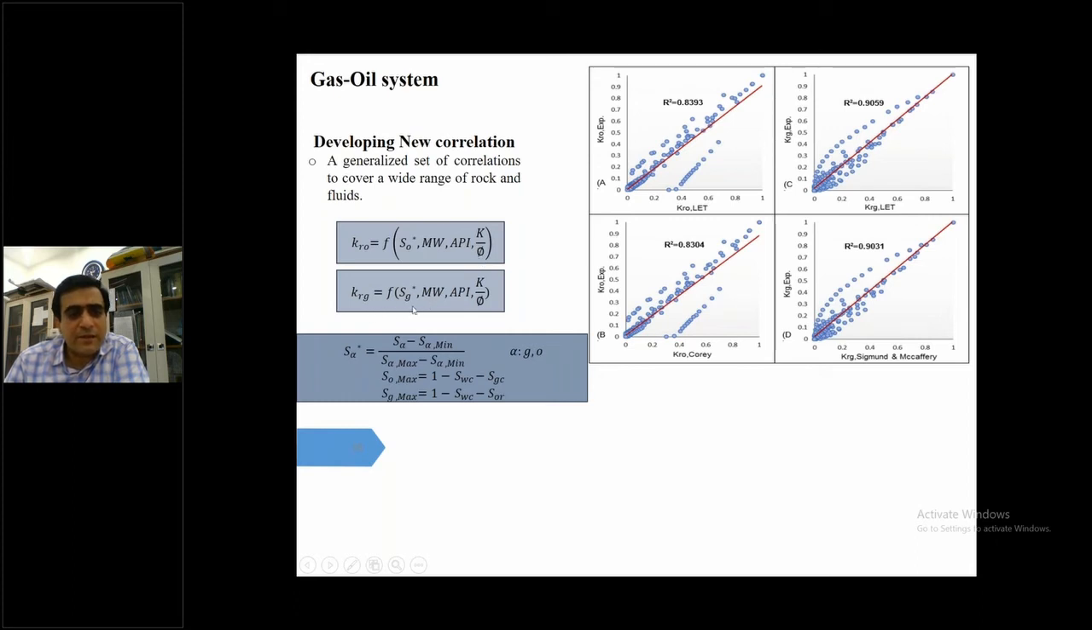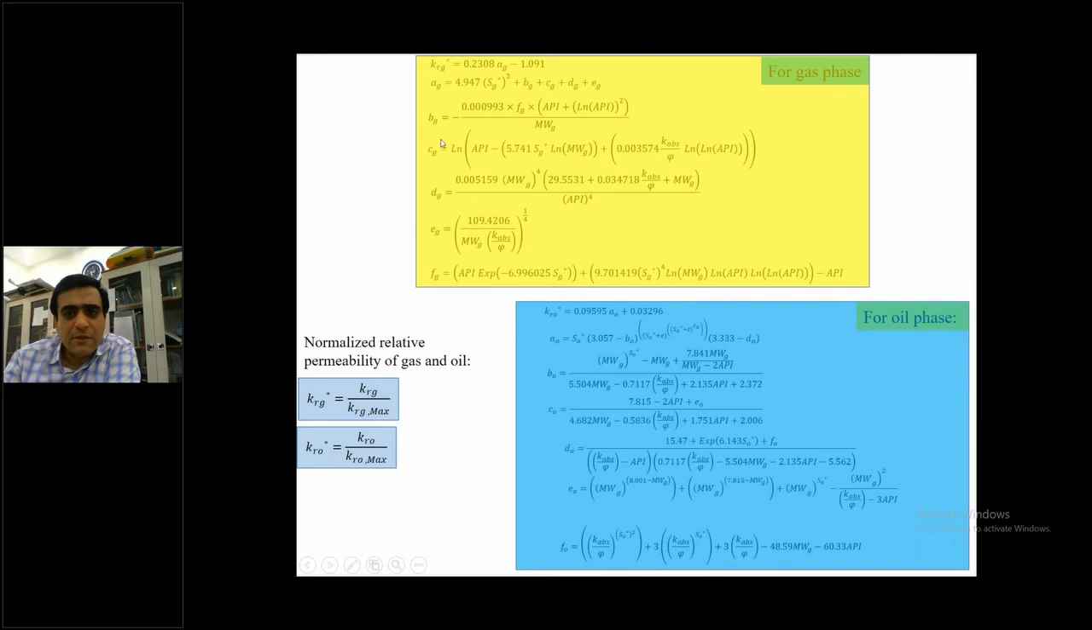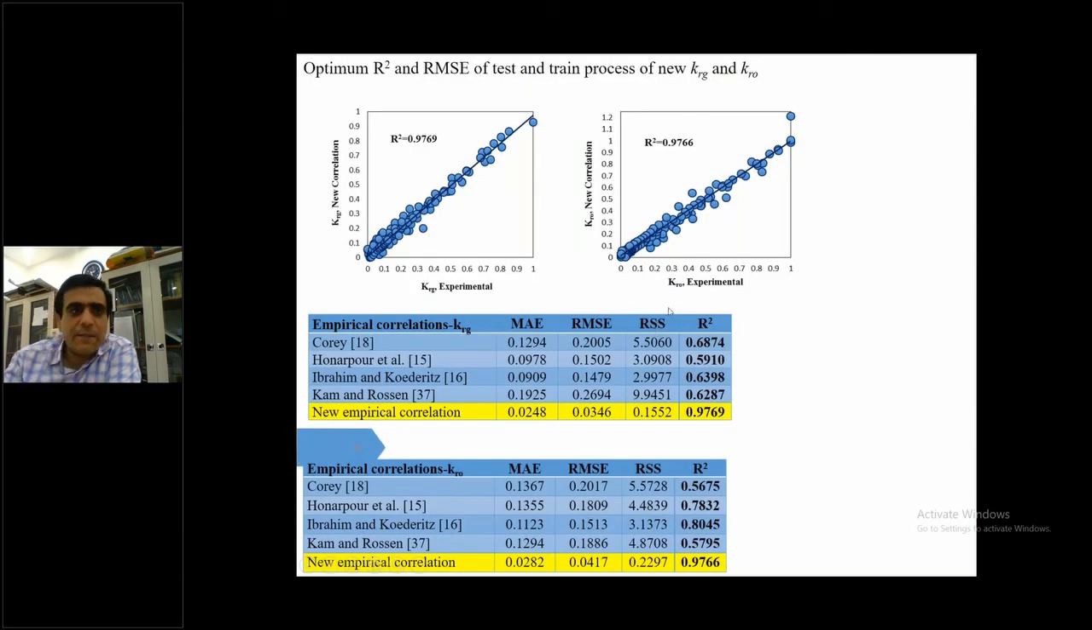For the gas phase, you can see the same approach, and we use the S star, the normalized saturation, as you can see by the equation. And the new correlation is shown in this slide. You can see here the relative permeability for gas and the relative permeability for the oil phase. And here in this slide, you can see the optimum R square and root mean square error of test and train process for this data based on the results.